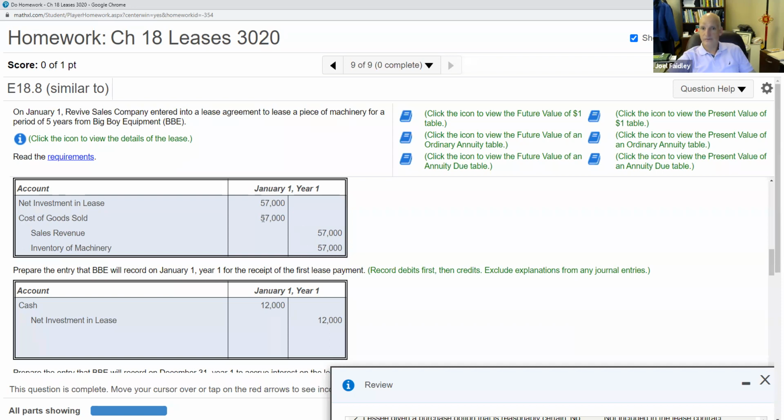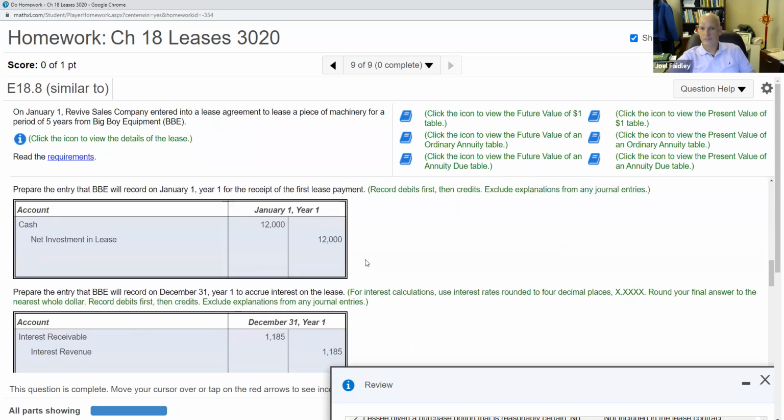That 57,000 is not related to that. This 57,000 relates to the sales revenue, which is present value. Just so happens these are the same. That cost of goods sold there and the inventory machinery, that's what it is on your books. It's not present value. That's the value on your books that you're moving off. That's why I don't like the fact they've got the same values here for some reason.